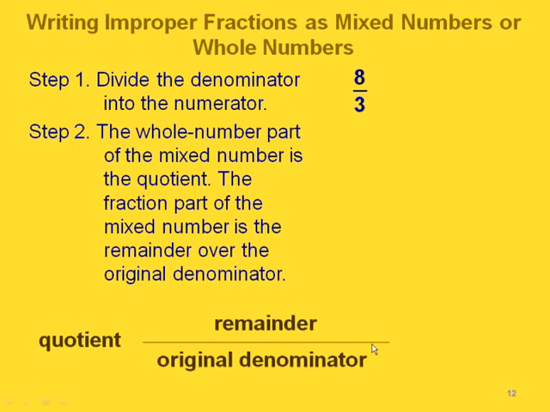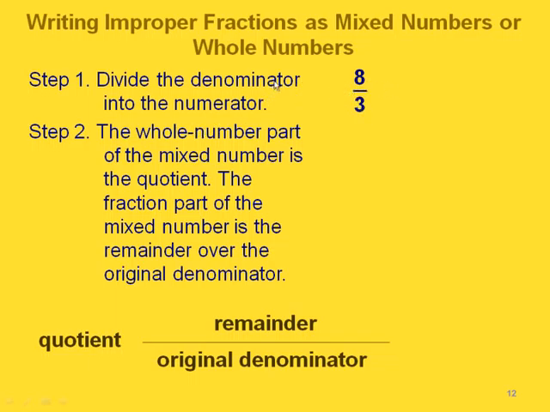Now we're going to go the other direction. If we start out with an improper fraction, sometimes it's more helpful to write it as a mixed number or as a whole number if possible. So we're going to look at how to do that. And the important thing to remember here is that our fraction bar is just division. So we can think of dividing 8 by 3, and we're going to use the remainder as part of our answer for our mixed number.